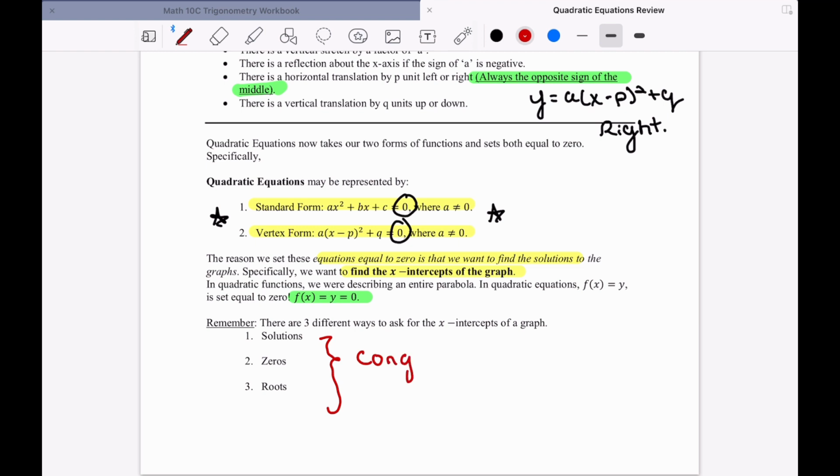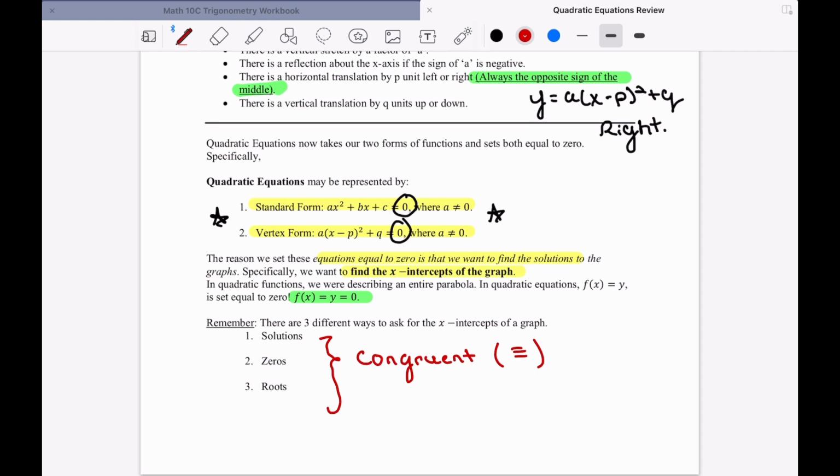So we can say congruent. Or if I want to write in mathematical notation of the symbol, I can say a triple equal like that. It's congruent. They're all the same way of asking for x, or they're different ways of asking for the x-intercepts. So you can either have solutions, zeros, or roots.